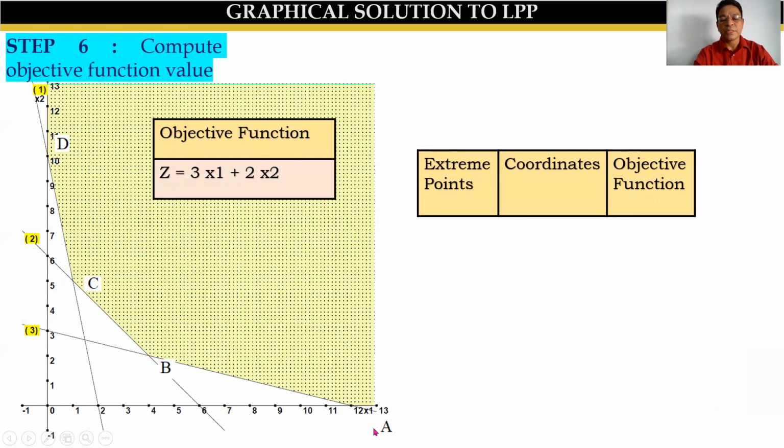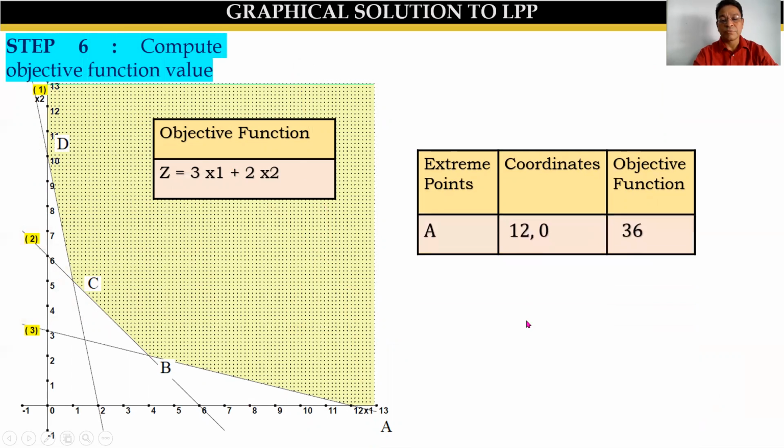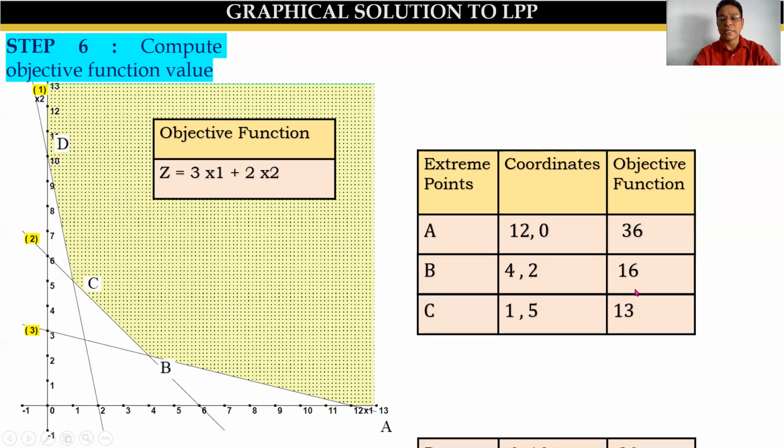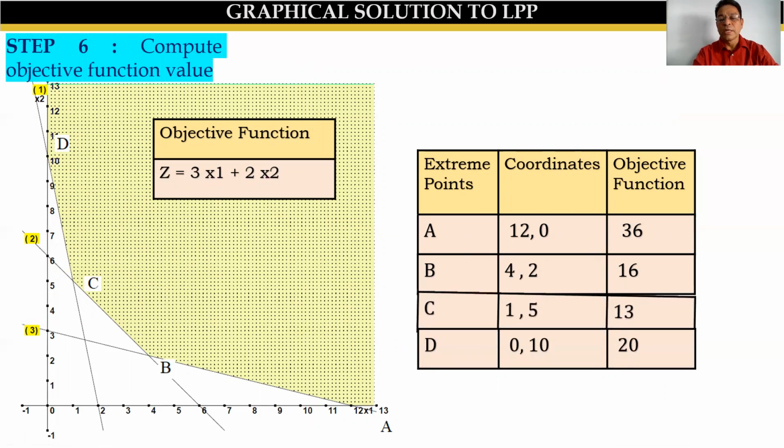And this is the objective function. We know the coordinates of A, B, C, D. We will substitute the coordinates here. For point A, we substitute the values of x1, x2 in the objective function, and we get z is equal to 36. At point B, we get z is equal to 16. At point C, we get z is equal to 13. And at point D, we get z is equal to 22. Since this is a minimization sum, the optimum solution is obtained by x1 is equal to 1, x2 is equal to 5, and z is equal to 13. This will give us the optimum solution.